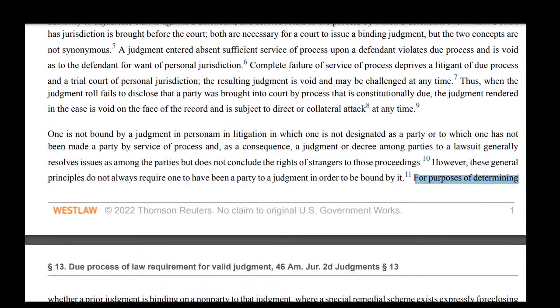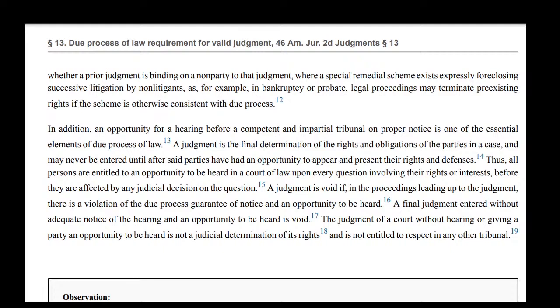For purposes of determining whether a prior judgment is binding on a non-party to that judgment, where a special remedial scheme exists expressly foreclosing successive litigation by non-litigants, as, for example, in bankruptcy or probate, legal proceedings may terminate pre-existing rights if the scheme is otherwise consistent with due process. So that's a mouthful there, but in addition, an opportunity for a hearing before a competent and impartial tribunal on proper notice is one of the essential elements of due process of law.